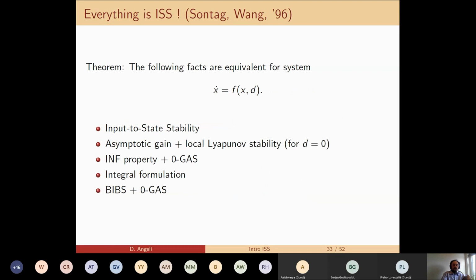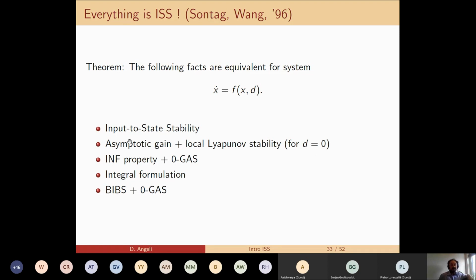So it turns out that this result that I could call, perhaps I could name everything is ISS theorem. It's an interesting result really by Professor Sontag and Wang that shows that input-to-state stability has so many equivalent formulations. And some of them are listed here, but there are many others really. I'm listing here the most important. So for instance, asymptotic gain that I mentioned before, plus local Lyapunov stability. So truly for D equal 0, local Lyapunov stability and asymptotic gain.